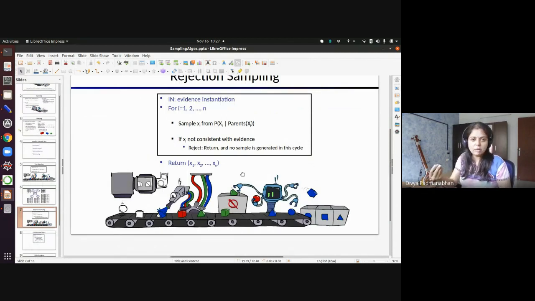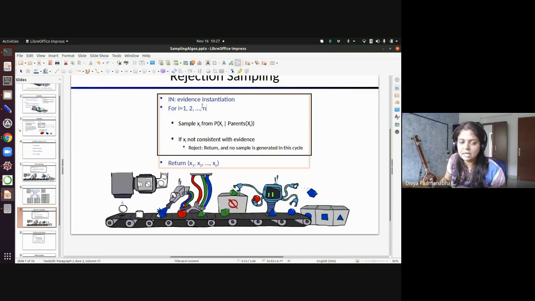This is from the Berkeley slides. So what you do is you keep iterating. Here n is the number of samples you want, and you sample xi given parents of xi. If it's not consistent with the evidence, then you just return that no sample is generated. Otherwise, you go on to the next random variable. Here I think n is the number of random variables in the network. So this is for generating one sample. Is this clear?